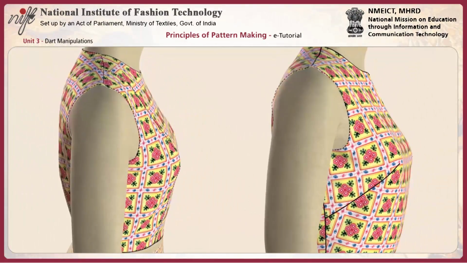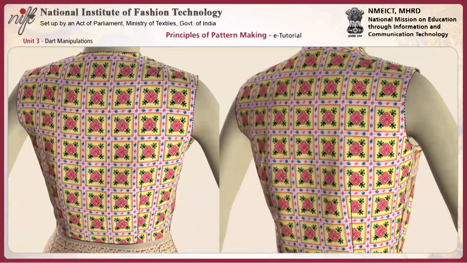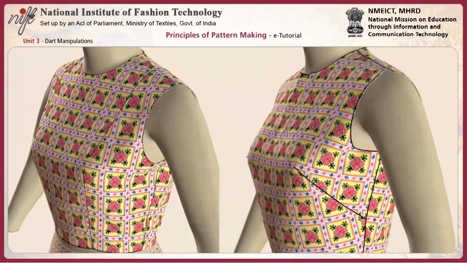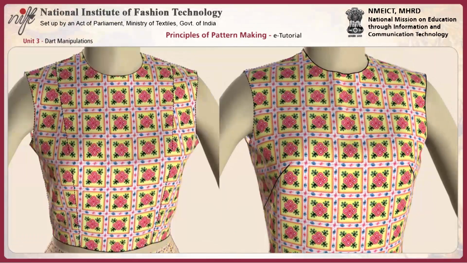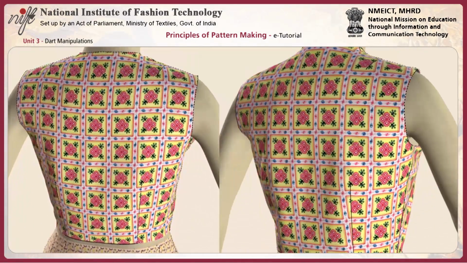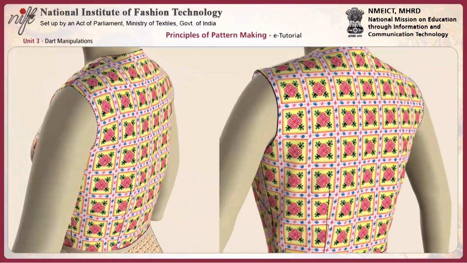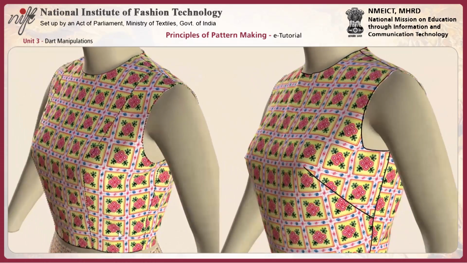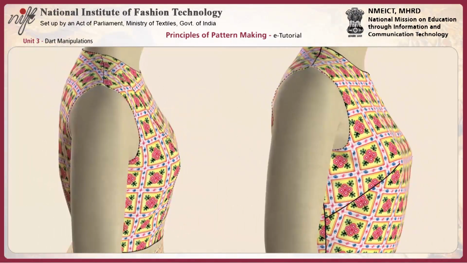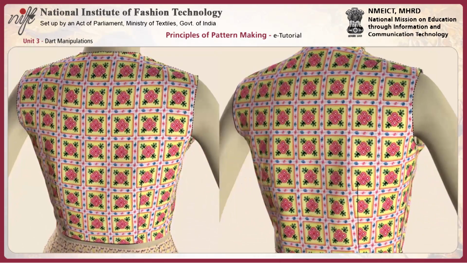In the first model, the dot is given at the waist and shoulder levels. In the second model, the dot is given only at the side seam. In both the cases, only the design is changed. The fitting of the garment is not changed.